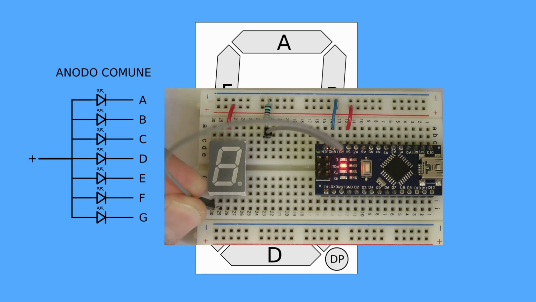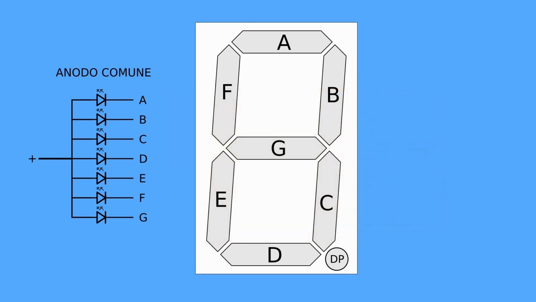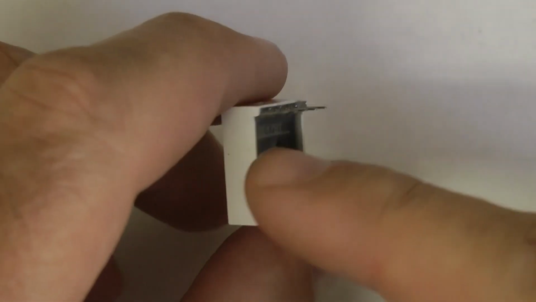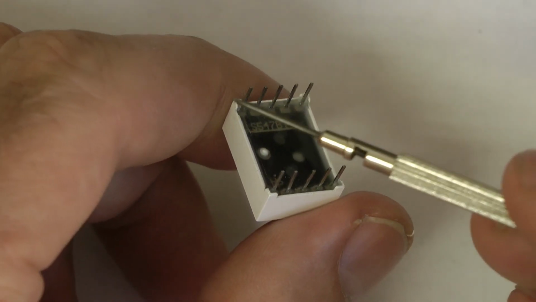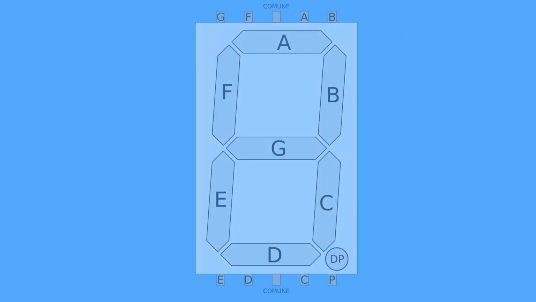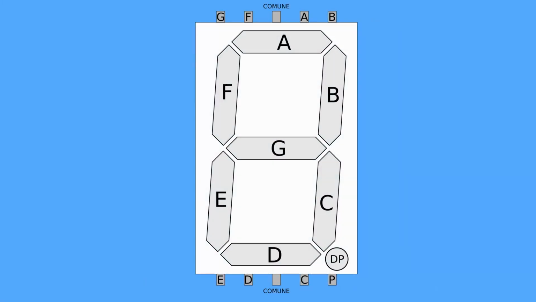In common cathode models, the cathodes of all LEDs are connected together. In this case, the common terminal is connected to the negative rail, and every segment can be turned on by connecting its anode to the positive rail. On the back of the display there are 10 pins. In this image you can see how they are internally connected.